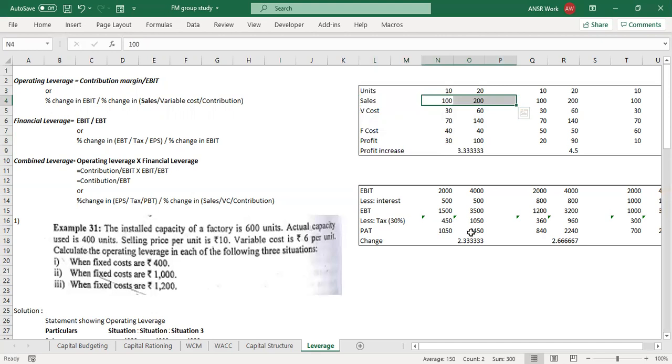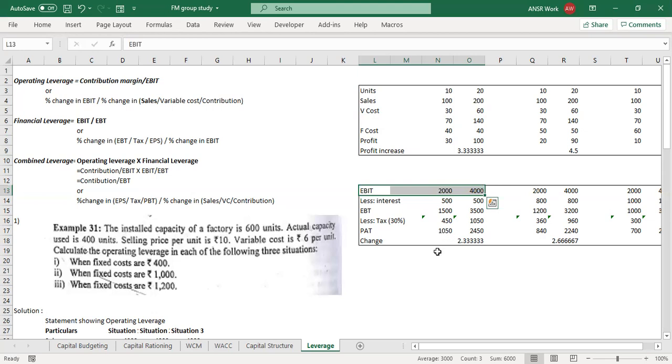Exactly in the similar way, if you take change in PAT, profit after tax, or change in EBT, profit before tax, that is also fine. Divided by change in EBIT, then that becomes your financial leverage.